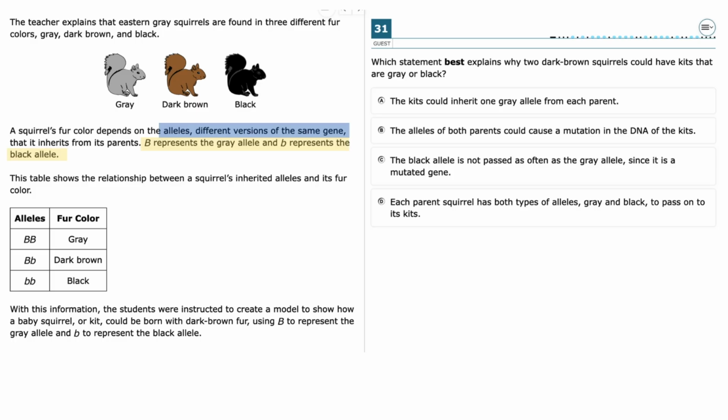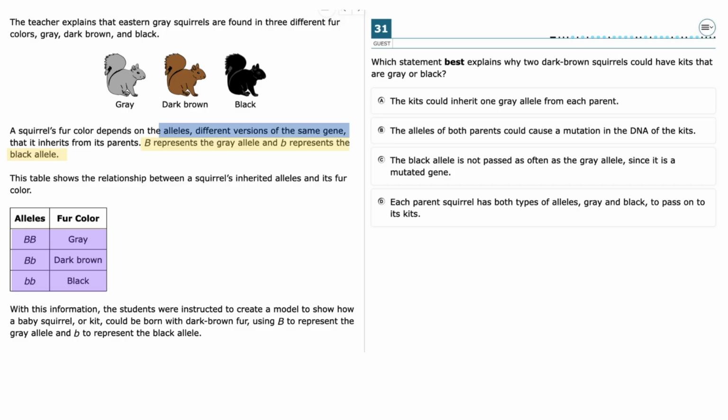Each squirrel has two alleles, one from each parent. The combinations result in different fur colors. Two capital B's equals gray. One capital and one lowercase b equals dark brown. Two lowercase b's equals black.